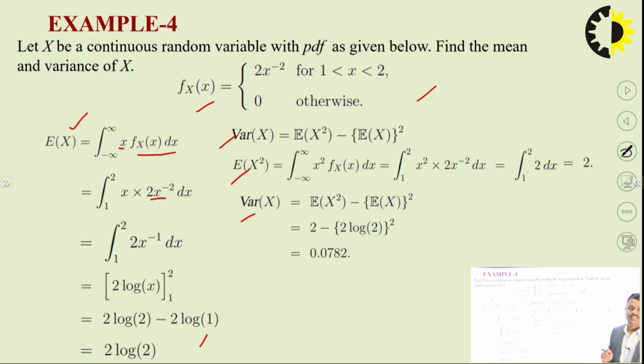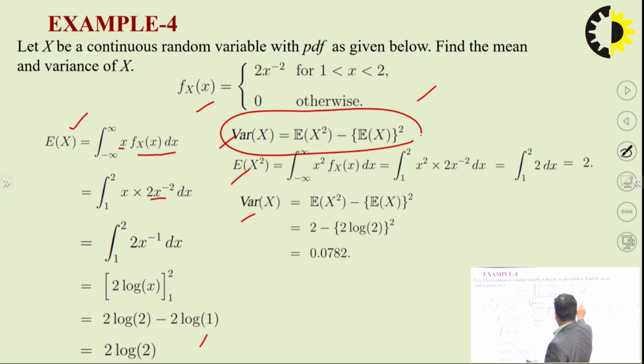This is your mean. Now for the variance, we know the relation between the variance, the mean square value and the mean whole square. At first, the mean square value is the integral of x square f x dx. You solve it, and it will be 2. Now you put it in the relation and your variance will be there. Similarly, you can easily solve any question or calculate any statistical values if the PDF of any random variable is given to you. These are very, very easy.